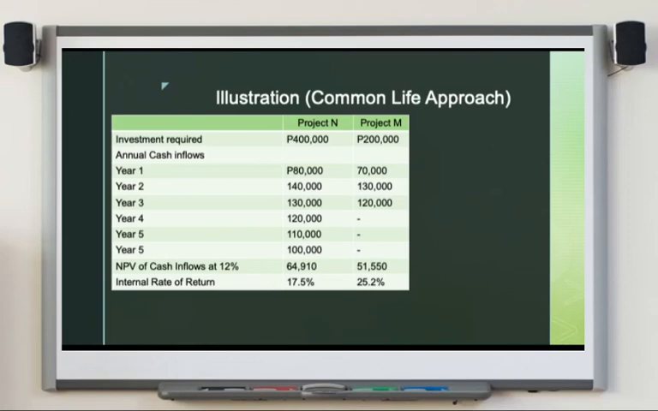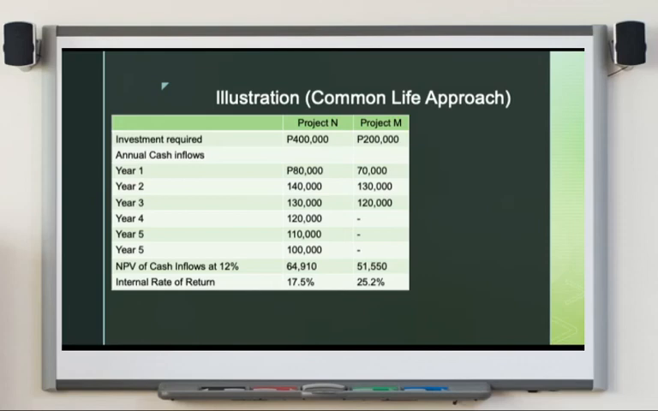The annual cash inflow for Project N is 80, 140, 130, 120, 110, and 100. For Project M, also uneven, 70, 130, and 120. Computing their respective NPV at 12%, we arrive at a positive 64,910 for Project N, while for Project M, 51,550. So using NPV only at 12%, it seems like Project N is more attractive over Project M because it has a higher NPV.